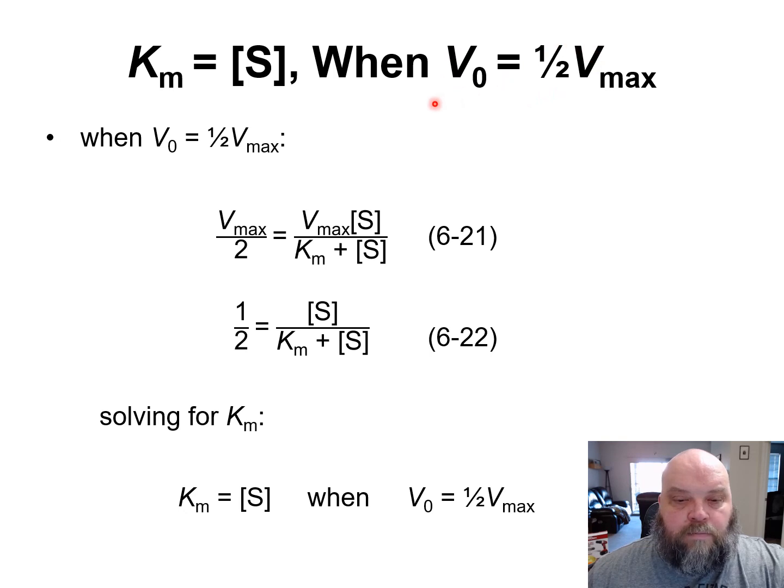Now, what if we go to the Km when half the Vmax? When V naught is half Vmax, Km is equivalent to the concentration of S. Here's where things get interesting. Going up and down in concentration of S will have an effect on overall reaction rate. If you're well above this point, you're going to saturate. If you're well below this point, you're not going to be running at optimal.